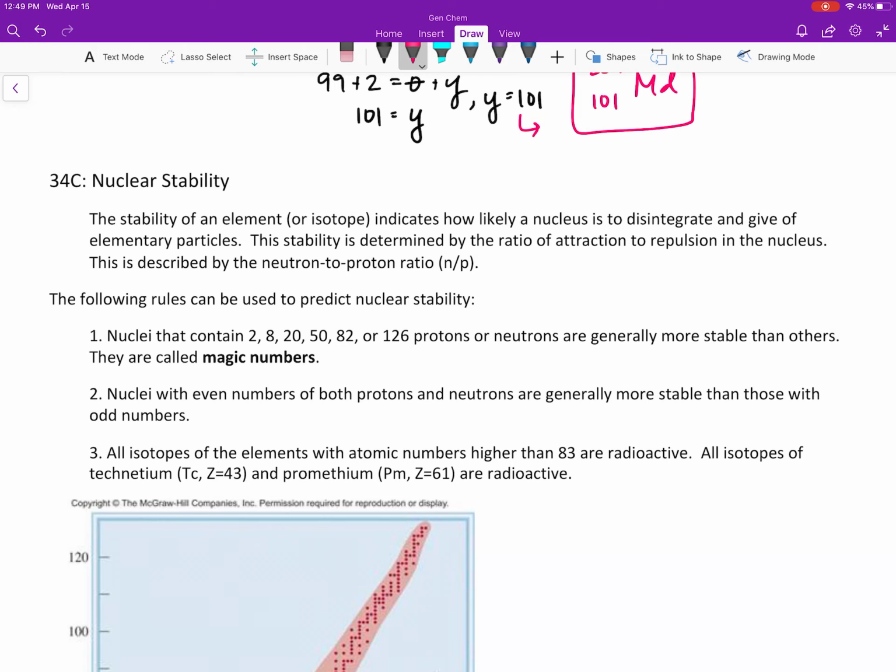So we're going to go ahead and take a break before we talk about nuclear stability and predicting the reaction types, which will be the end of our lesson 34. So make sure you come back and finish up.